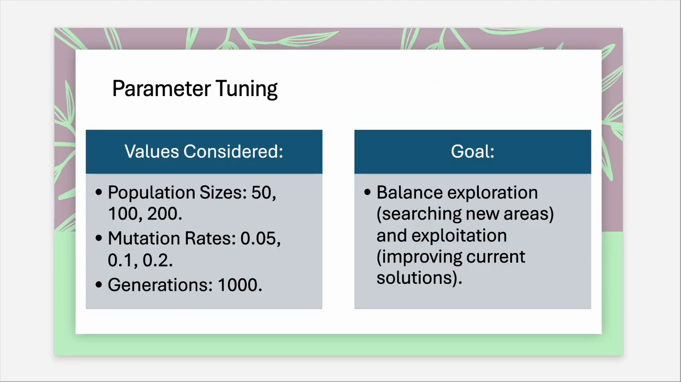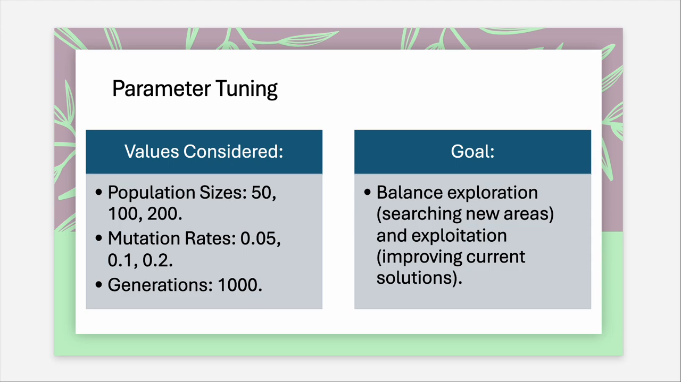One key to make the genetic algorithm effective is parameter tuning. The parameters we focused on were population size, mutation rate, and the number of generations. We tested population sizes of 50, 100, and 200, mutation rates of 0.05, 0.1, and 0.2, and ran each configuration for 1,000 generations.